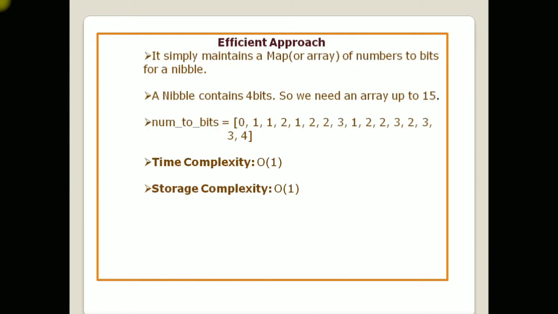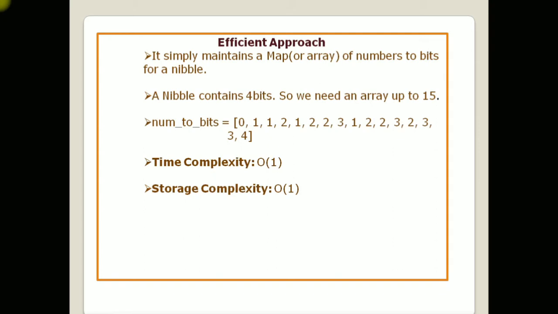The most effective approach is that we are going to maintain a map. Map means a list, array, you can say that. Num to bits for a nibble. Nibble is just a set of bits, a small set of bits from a large number of bits. What we are maintaining, we are taking 4-bit sets, which is from 0 to 15. What I'm going to do is just maintain an array which contains the count of set bits for the numbers 0 to 15. Okay, which will act as our map.